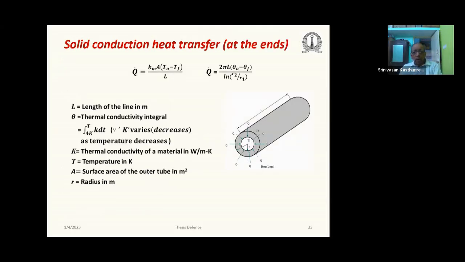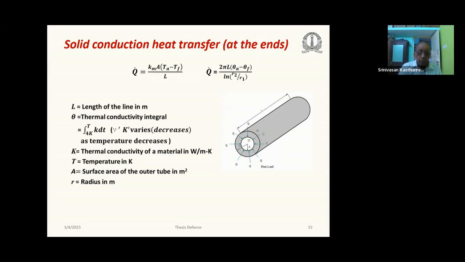Now, if you have one tube surrounding the other tube, which is normally the case in transfer lines, then the solid conduction heat transfer has to be estimated by this type of equation. It is given by Q dot equals 2 pi L times (theta A minus theta F) divided by ln(R2/R1). This is the formula for solid conduction heat transfer between pipes of this type, given the outer diameter and inner diameter. If you know them, you can calculate the solid conduction heat transfer.